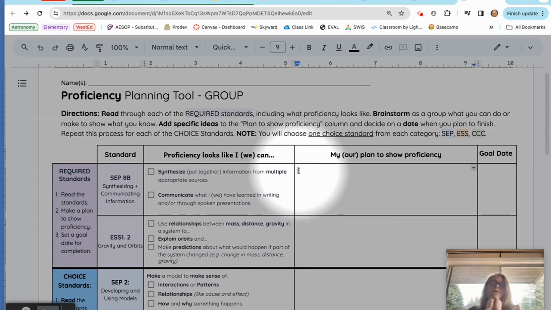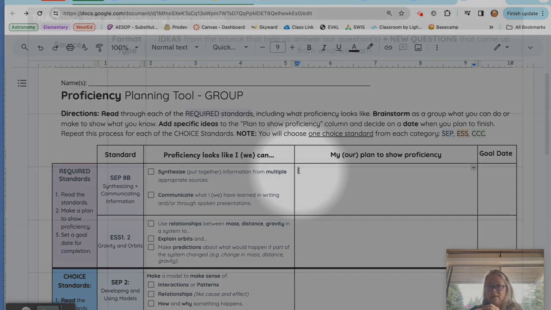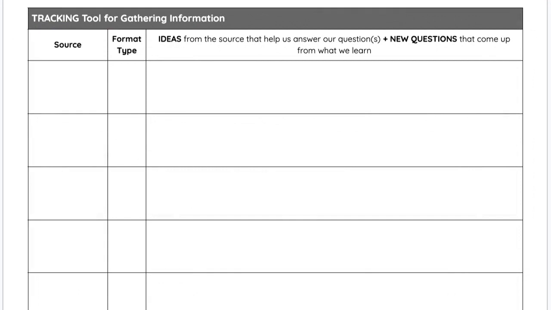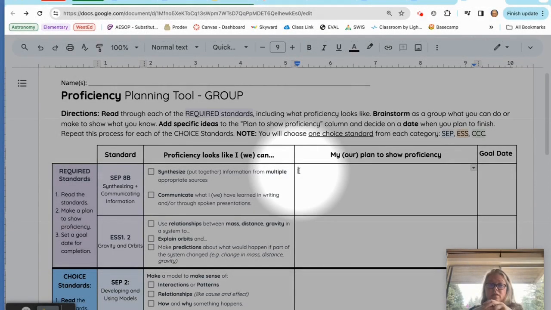Okay, so whether you work on your own or you're working with a partner or partners, you have gathered information from at least 5 different sources, and that's on your gathering information tracking tool. And then you've also had different media types that you've incorporated. And this was all to try to understand some question related to astronomy. So with all of this information, you need to put those ideas together in kind of like a story about what's going on to answer your question.